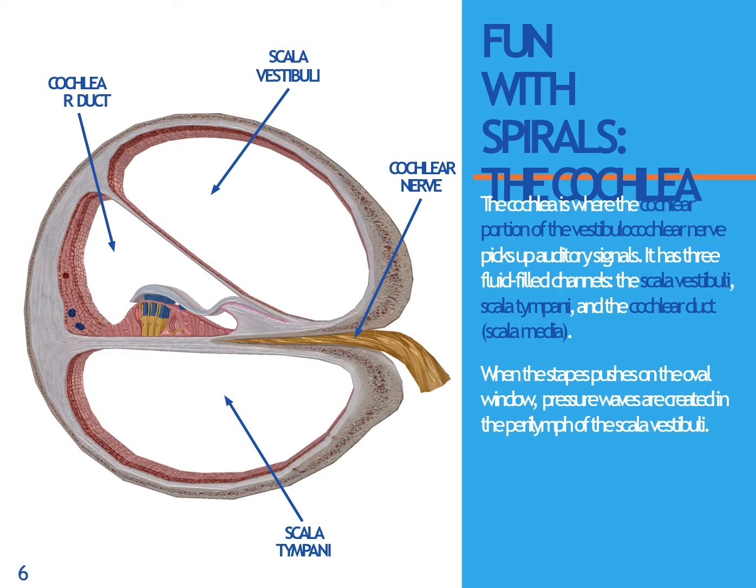The cochlea is where the cochlear portion of the vestibulocochlear nerve picks up the auditory signals. It has three fluid-filled channels: the scala vestibuli, the scala tympani, and the cochlear duct, which is also referred to as the scala media. When the stapes pushes on the oval window, pressure waves are created in the perilymph of the scala vestibuli.